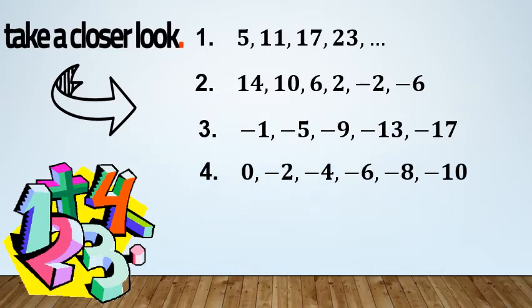For number 4, we have 0, negative 2, negative 4, negative 6, negative 8, negative 10. Same ng ating number 3. Nag-add tayo ng negative 2 mula sa first term. Number 5, dito naman. Kung ma-observe natin, nagdagdag tayo ng 1/2 sa susunod na term.